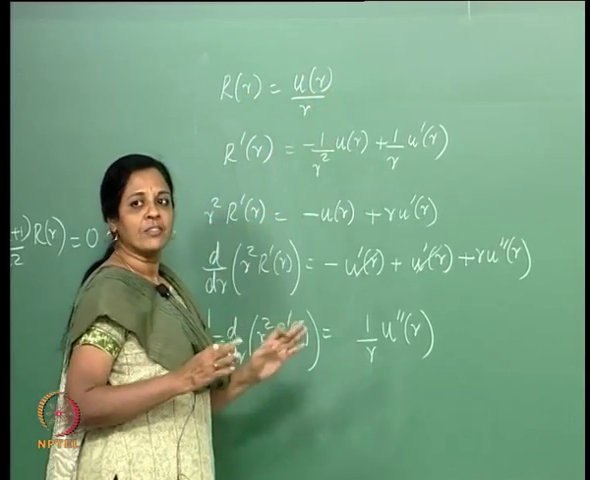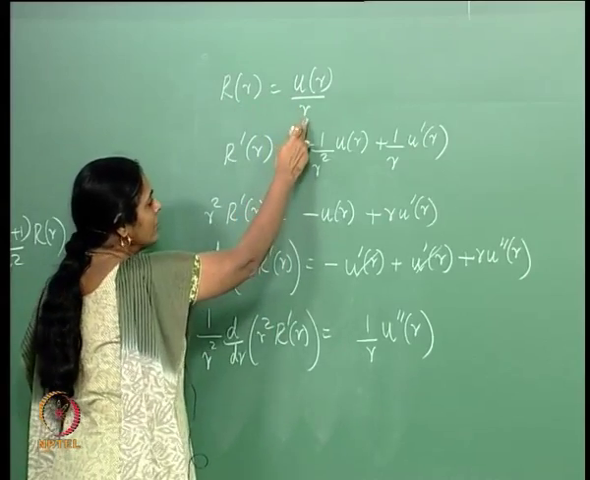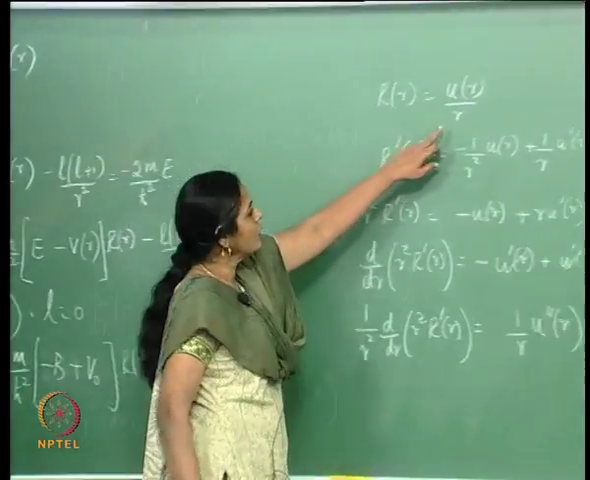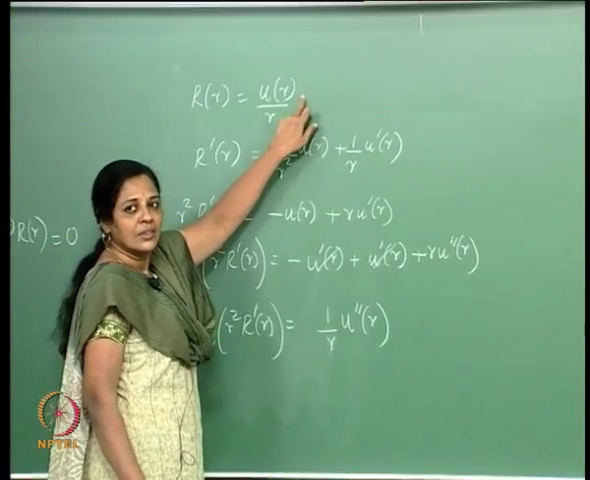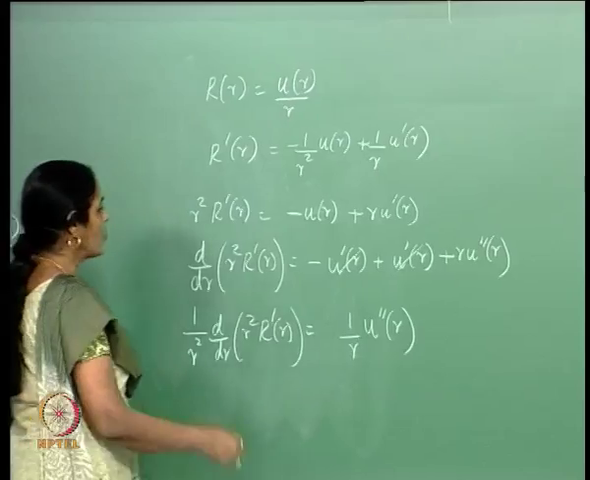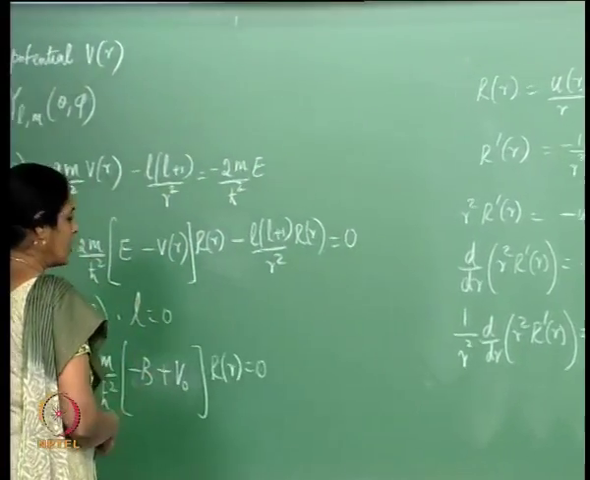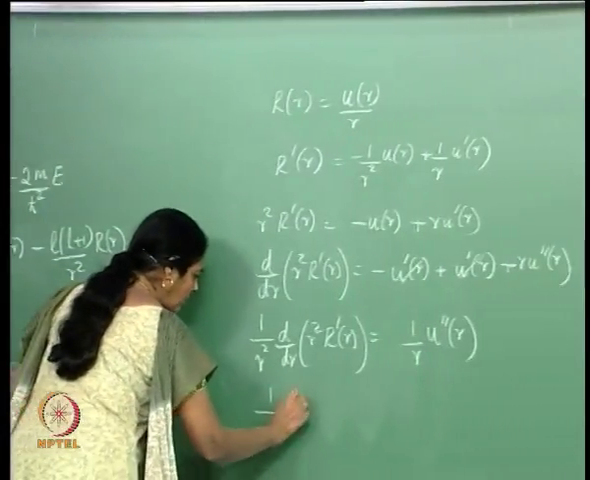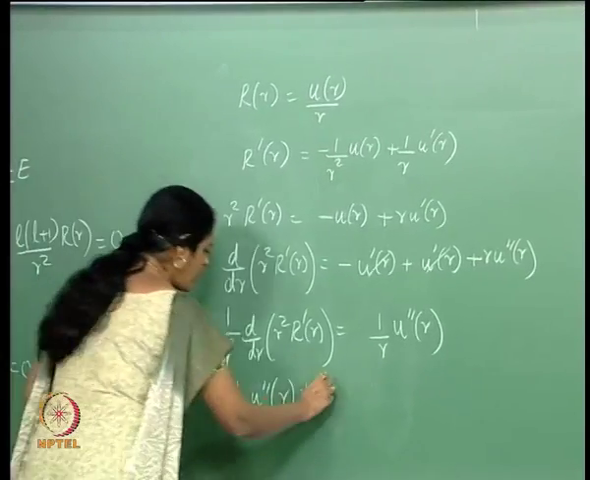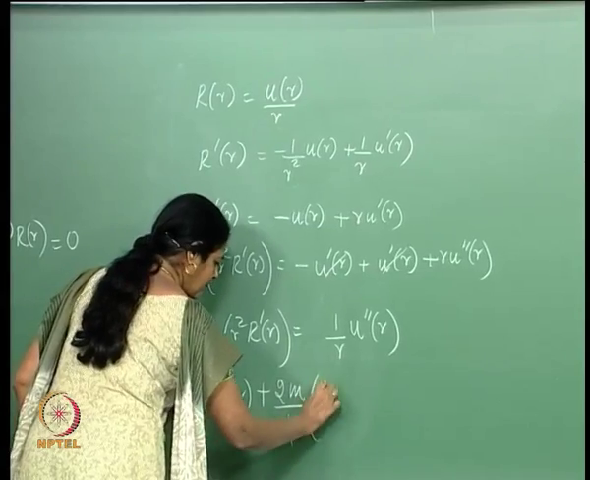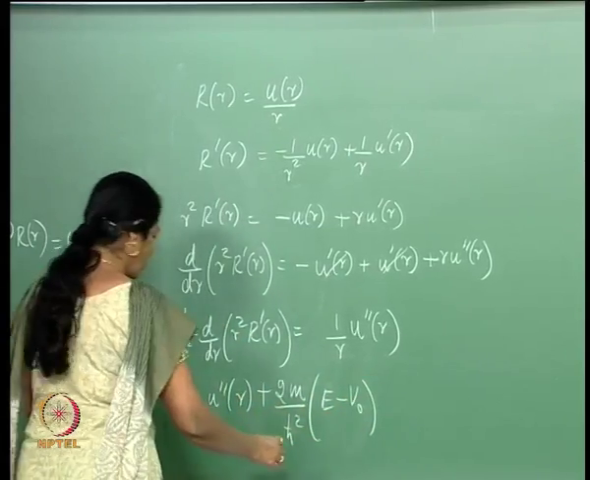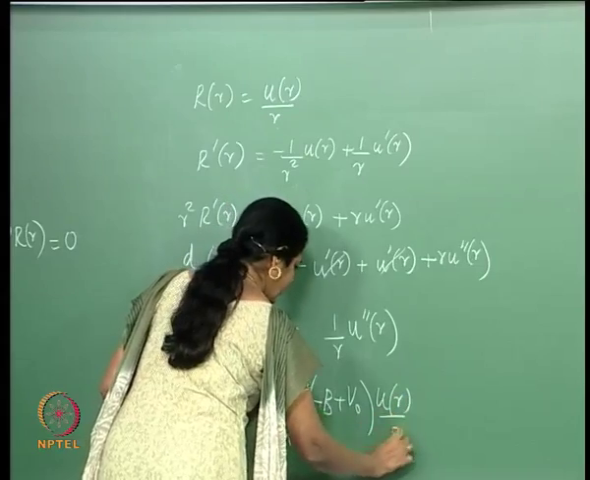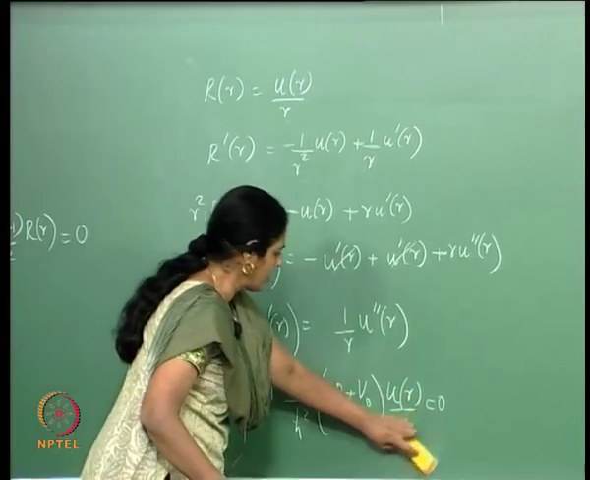Clearly, u of r has to behave reasonably for r going to 0 and r going to infinity, because I want things not to blow up. So, for instance, when r goes to 0, I would expect u of r to at least go as r, and so on. In any case, writing down this equation in terms of u double prime of r, I basically have 1 by r u double prime of r plus 2m by h cross squared, e minus or minus b plus v naught, u of r by r equals 0.